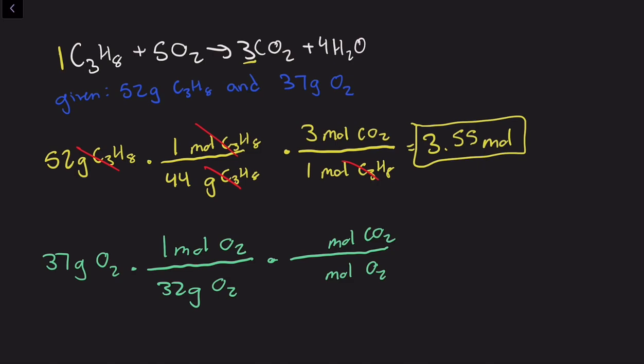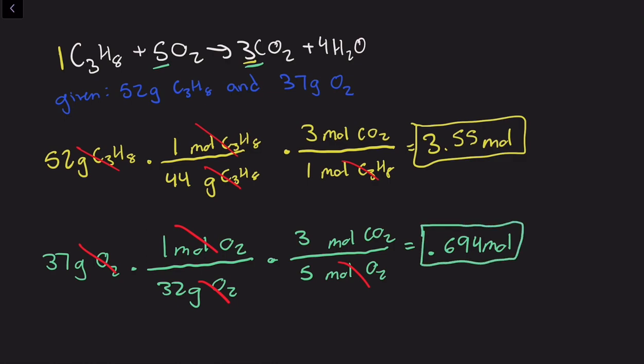And if we look at our equation, it's 5 O2 to 3 CO2. So I'm going to put a 5 here on the bottom and a 3 here on the top. Now we canceled out our grams of O2 and our moles of O2, leaving us just moles of CO2. So now if we do 37 divided by 32 times 3 over 5, we get roughly 0.694 moles of product.